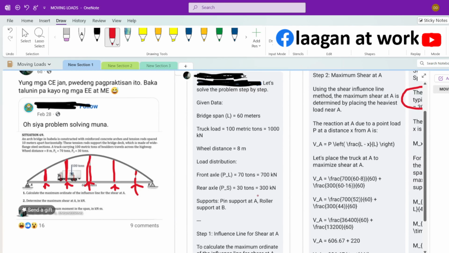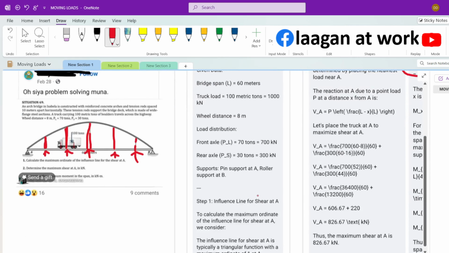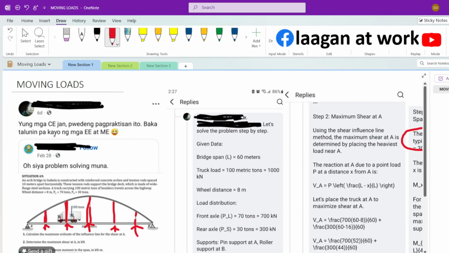So let's solve this. I don't know if he is civil, because he's literally saying to all the civil engineers there, you can practice this, or you can solve this problem as a practice. Baka talon pa kayo, which basically means that maybe the EE or electrical engineers and ME are better than you. So I don't know if he is a civil engineering student or civil engineering professional or electrical or ME. That I'm not sure.